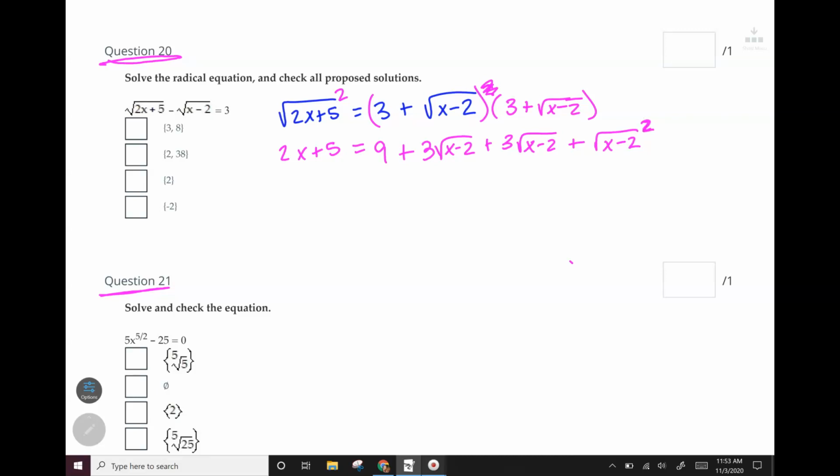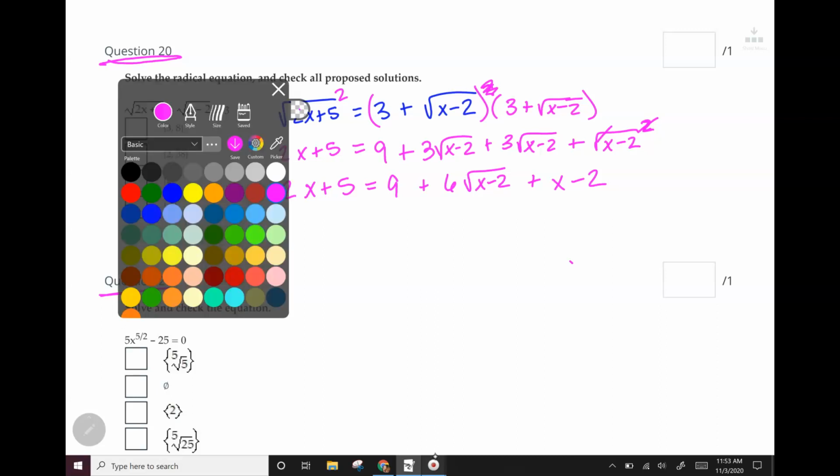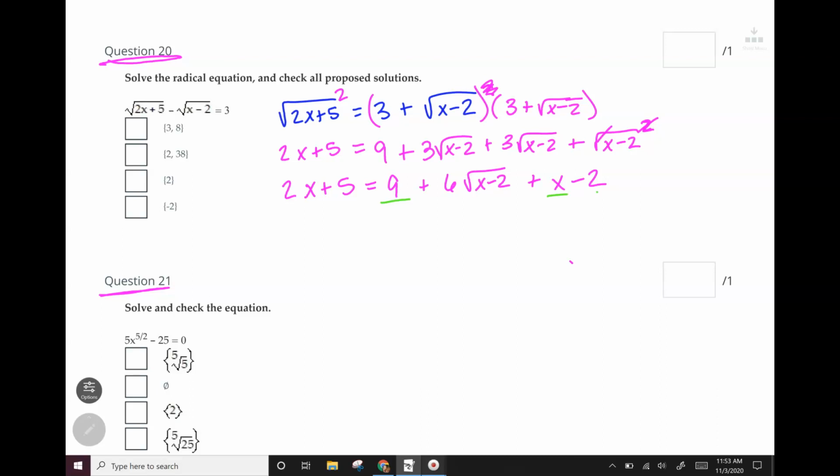Okay, now we can really simplify that right-hand side, so let's do that. First of all, we can combine like terms in the middle, so that's plus 6 square root of x minus 2. And then the square root of x minus 2 squared, we know that square roots and squares cancel, so that's x minus 2. Okay, now I'm going to move all three of those to the other side of the equation, starting to isolate the other square root. So I've got 9 minus 2, which is 7, so I'm going to subtract the 7.